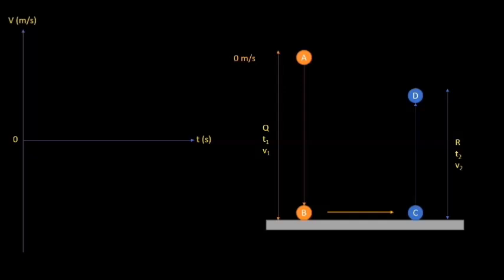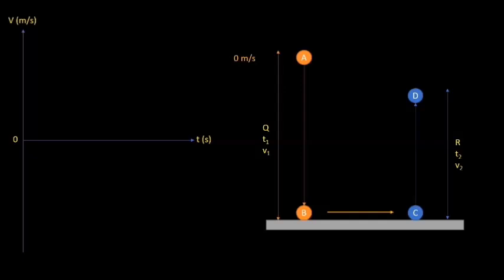When it hits the ground, it will lose some energy due to friction, loss of sound energy and etc. After that, the ball will bounce back. That's point C. It will bounce back with a velocity of V2. And please notice that V2 will be smaller than V1 because some of the energy is lost at B.